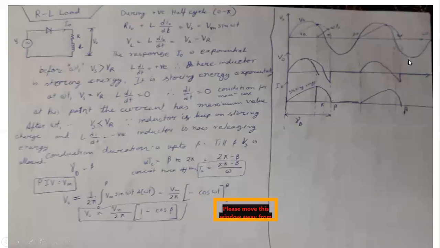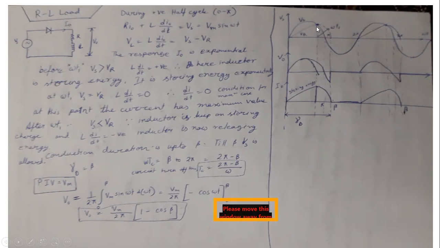Now, before this time, suppose the supply is given, so what will be the resistive voltage? Since Vs equals R I naught plus L d I naught dt, R I naught is actually the Vr, so Vr should be a bit less than Vs.